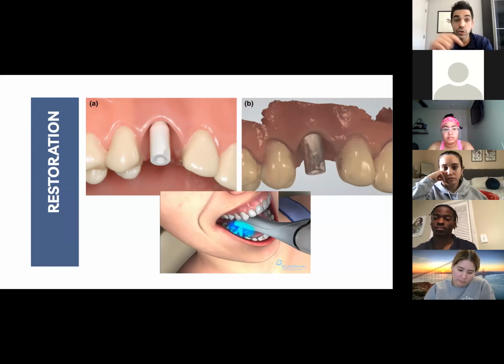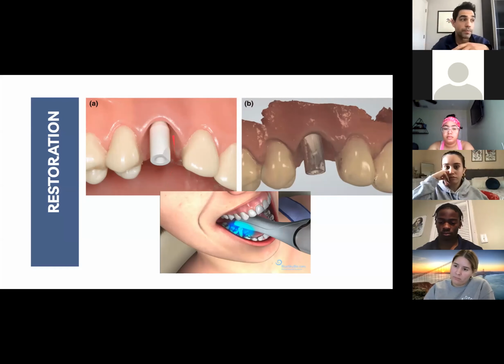Now we have to restore the implant. Right. So this is after the healing phase happened, usually around 4 to 6 months after. It's a term called osseointegration, meaning the bone around the implant has locked it in place. It grew and matured. Okay. So now we're ready for our restoration. Now we're ready for that abutment and crown.